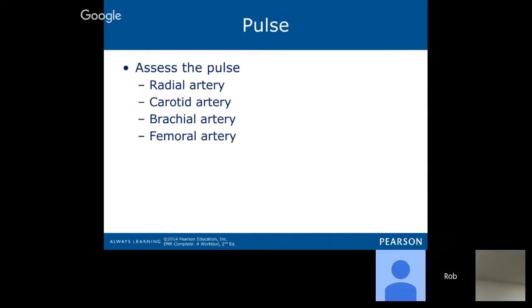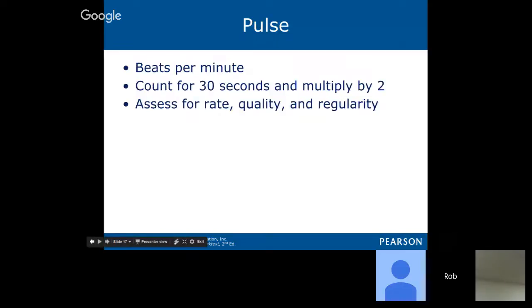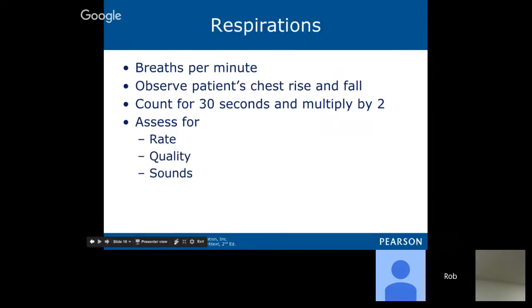You will want to know, and I believe it's going to be in your book, what they're looking for in respiratory and pulse, so you'll want to know that quality. Respirations are breaths per minute: observe their chest rise and fall. That's for rate, quality, and sound. Okay, you want to know that.